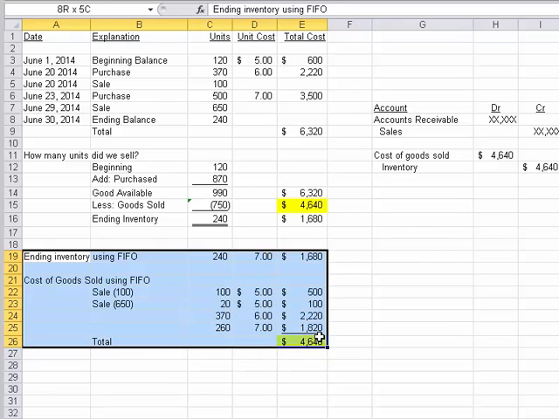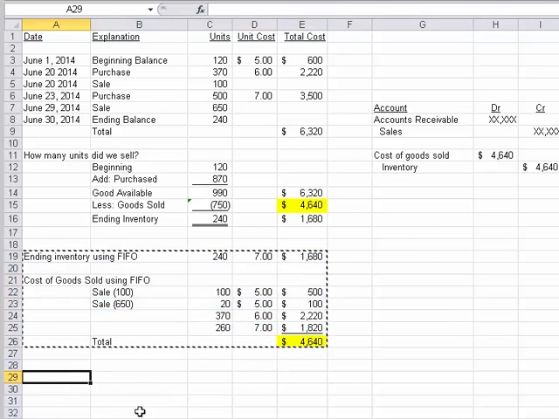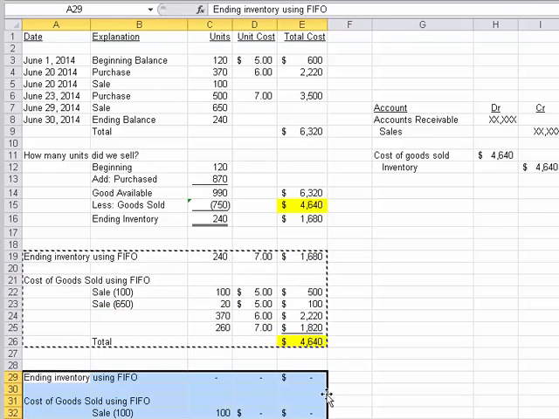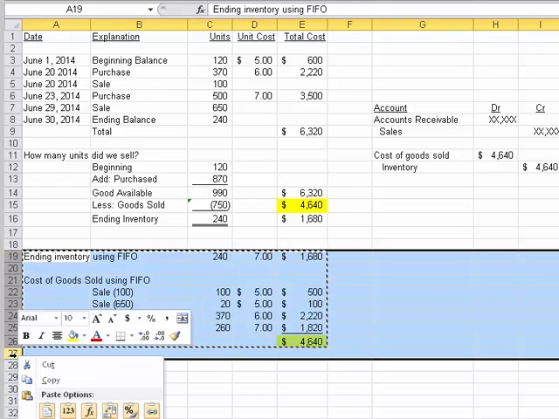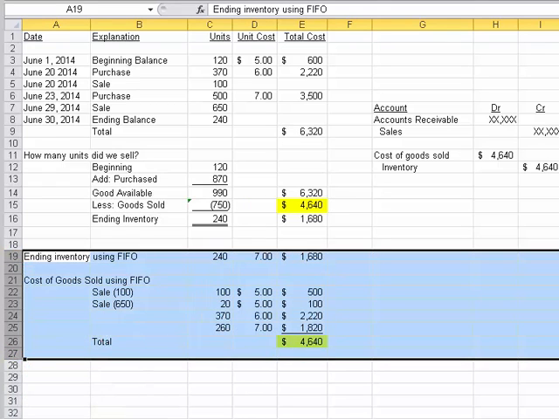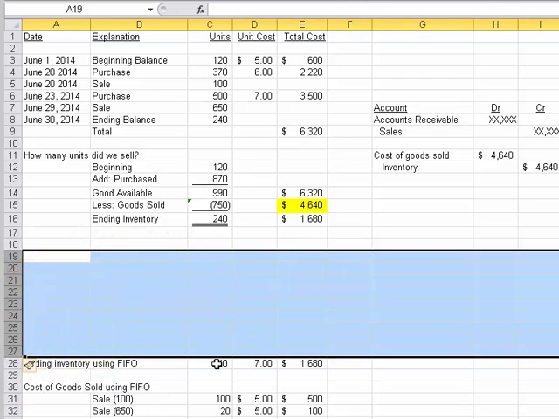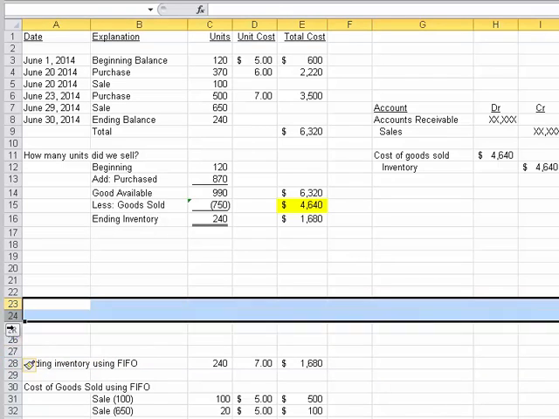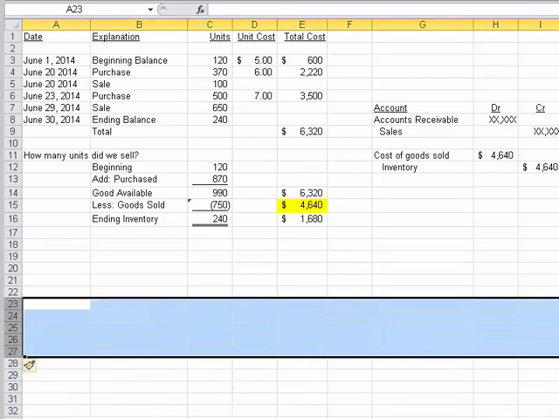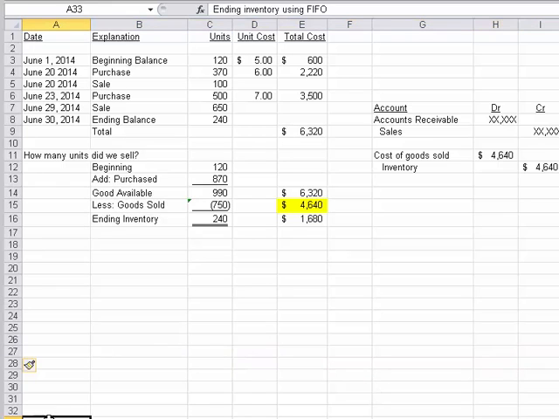I think what I'm going to do is copy this down here. Actually, no, what I'm going to do instead is do this in Excel. I'll create a number of new rows and we'll work it again. Okay, so now the FIFO is off the screen. Now we're going to do the same thing with LIFO.